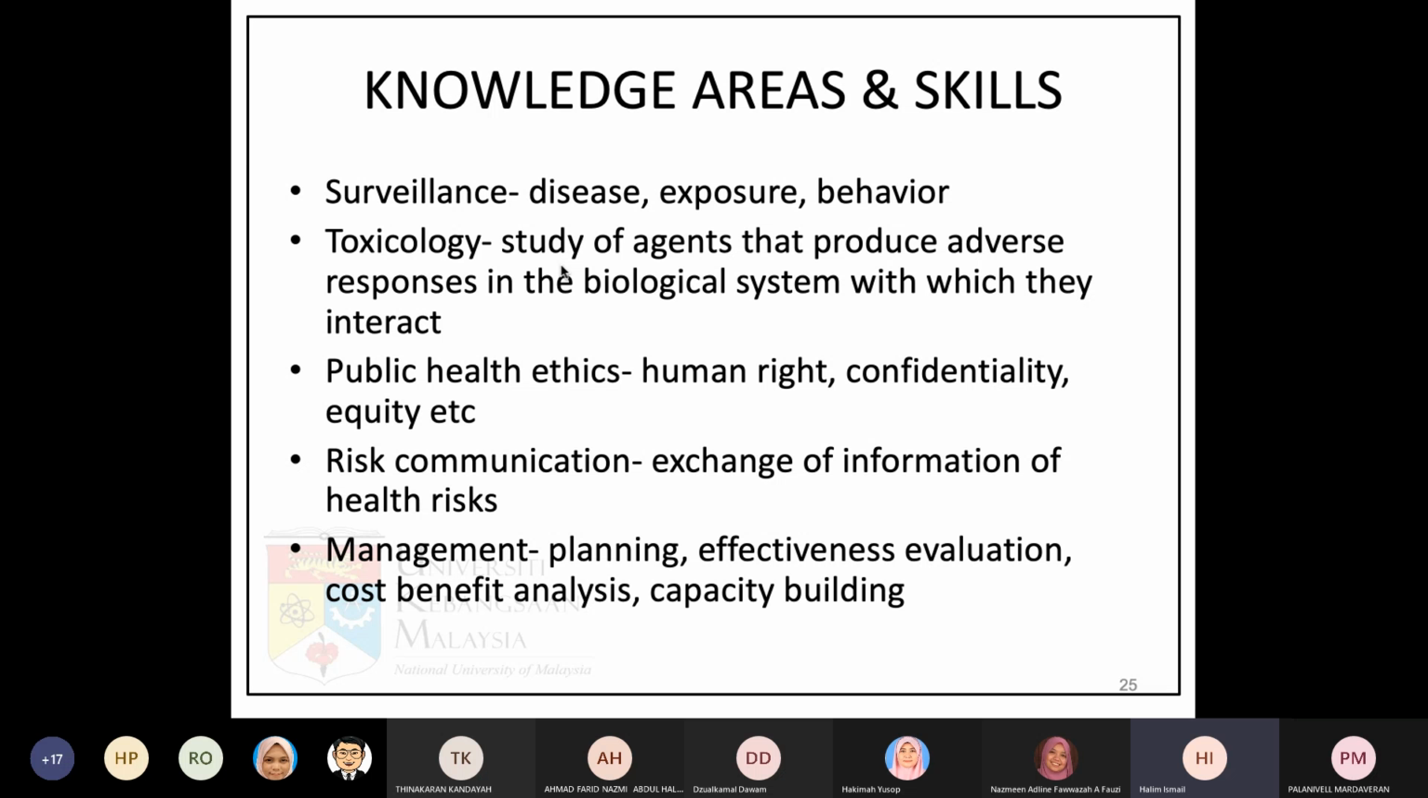Okay, public health ethics, in terms of human right, confidentiality, equality, risk communication, exchange of information of health risk. You see now, the risk communication is very important now, right? Hampir hari-hari kita punya DG provide this communication kan, in terms of COVID-19.